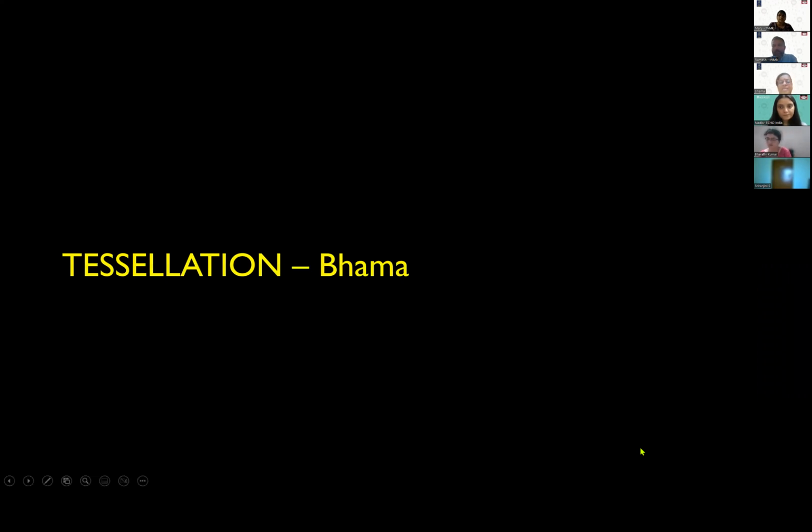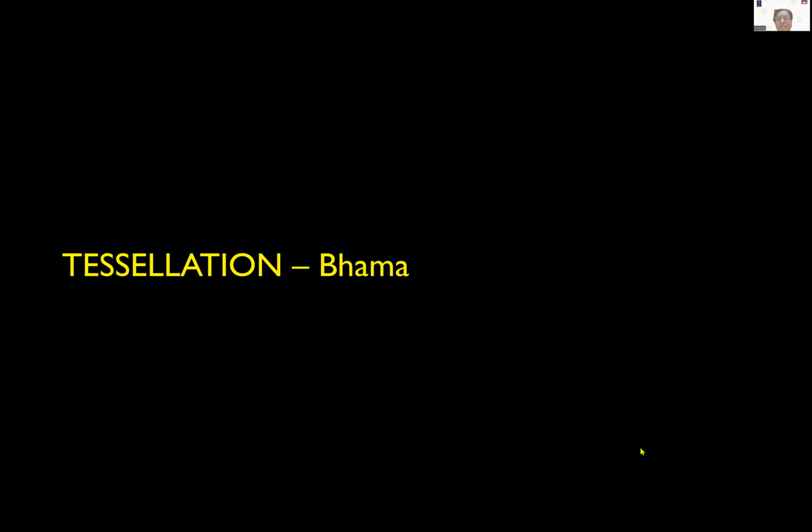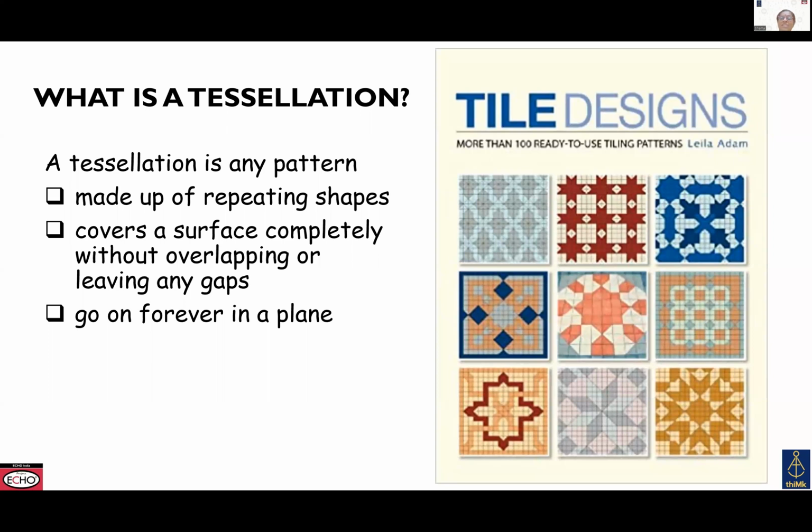So we see tessellations all around us, especially in flooring and tiling patterns. So what exactly is a tessellation? Tessellation is any pattern that is made up of some repeating shapes, and secondly, there are no gaps or overlaps in the pattern. So it covers the surface completely without overlapping or leaving any gaps, and they can go on forever in a plane.